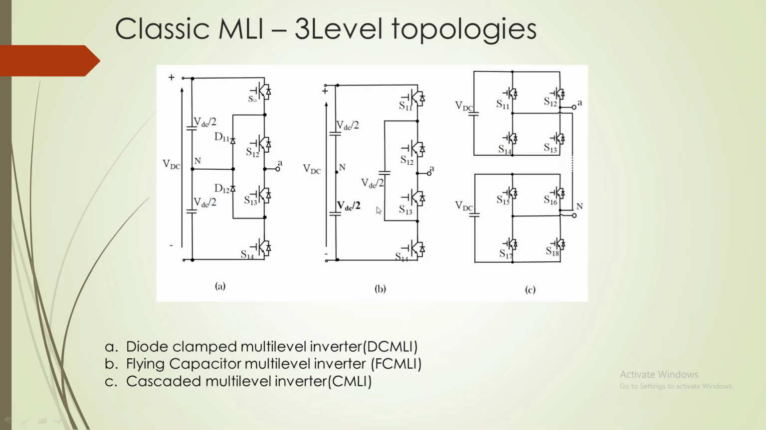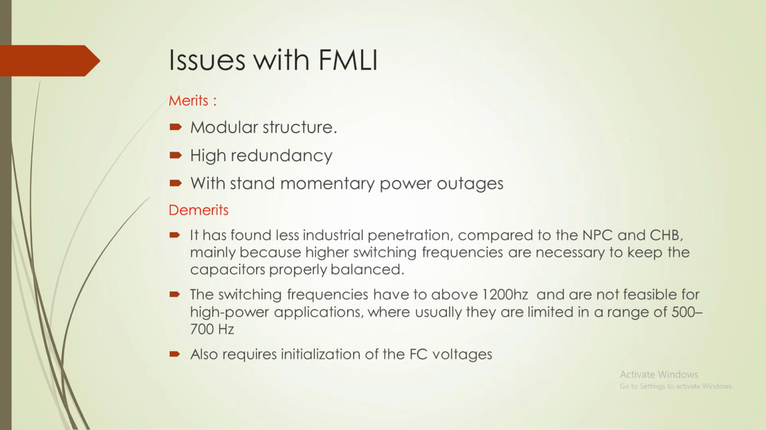Another advantage is that whenever we have more capacitors, if there is a temporary, momentary power outage, the capacitors will immediately come into effect and withstand the momentary power outage. If you have momentary power outages, then the flying capacitor multilevel inverter is the best thing, because you already have charged capacitors that can produce the momentary power required. So the flying capacitor multilevel inverter can hold through momentary power outages. Also, the fault tolerance of the flying capacitor multilevel inverter is more.